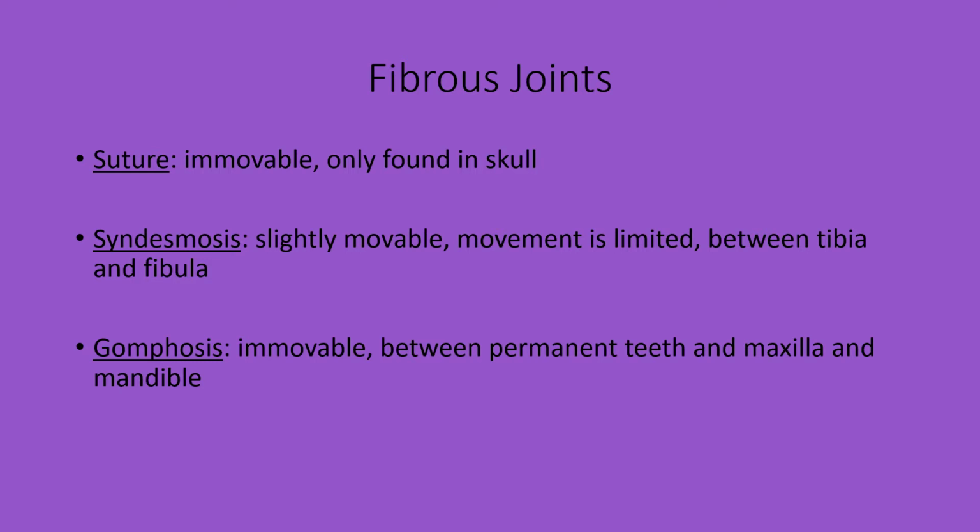And then gomphosis is another type of fibrous joint where it's immovable. This is where your teeth are embedded in the maxilla and the mandible. So hopefully under normal conditions, you don't want those to be moving anywhere. A lot of people don't think about the teeth and how they are embedded in your jaws, the maxilla and the mandible, as being a joint, but it is a joint.